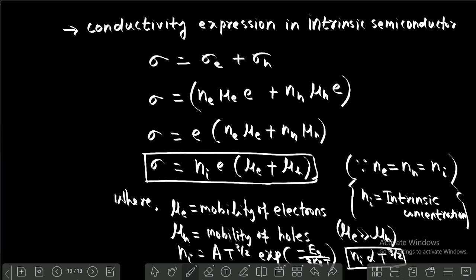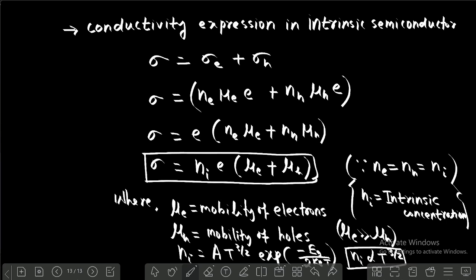In exams, questions are coming: intrinsic concentration, how is it related to temperature? Remember it is T to the power 3 by 2. Okay, write down: Ni, the intrinsic concentration, equals A T to the power 3 by 2 exponential of minus Eg by 2 kBT. Remember this formula.